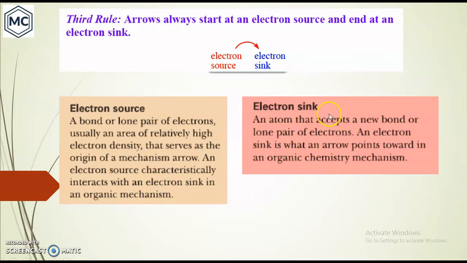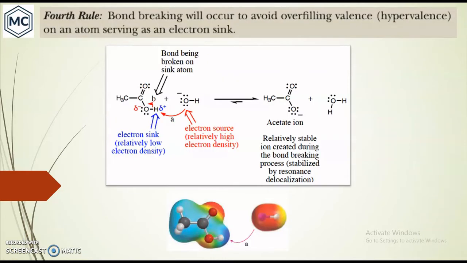So what is meant by electron sink? An electron sink means an atom that accepts a new bond or a lone pair of electrons. An electron sink is what an arrow points towards in an organic mechanism. So here it points towards the sink. So the fourth rule is: bond breaking will occur to avoid overfilling valence, or hypervalence, on an atom serving as an electron sink. What does it mean?